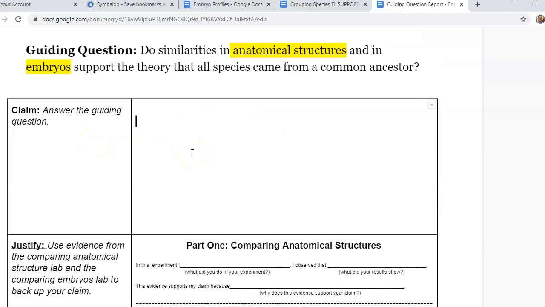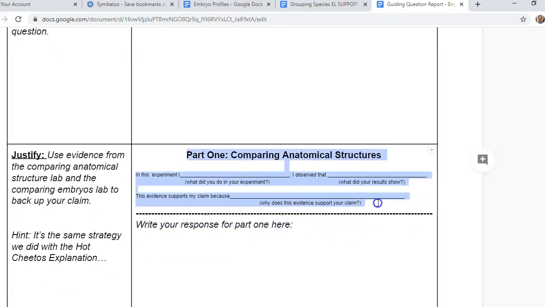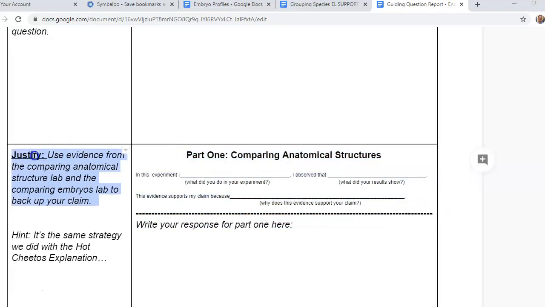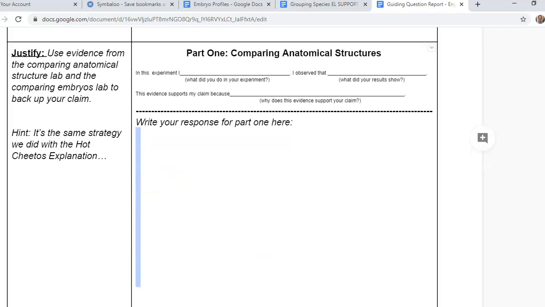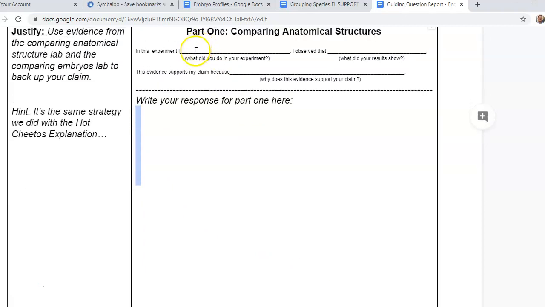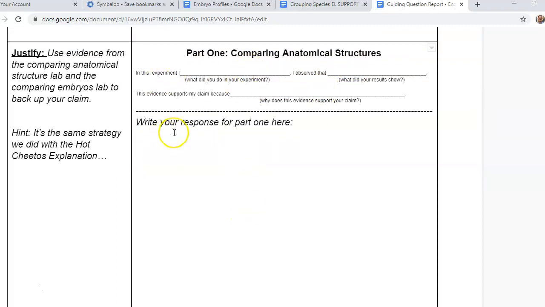All right, so now we're going into the second part, part one, which is comparing anatomical structures. Now this is the justify part, and you're using evidence from your lab to answer this question. So here's how this works. You are going to write with pencil in this white space here. You're not supposed to try to fill in the blanks here, okay? Some of you were doing that yesterday. There's not enough room to answer that question in those little spots. So you're writing here. This part right here is what you copy. So you're writing all this in pencil, and then what you write here is your own thoughts.